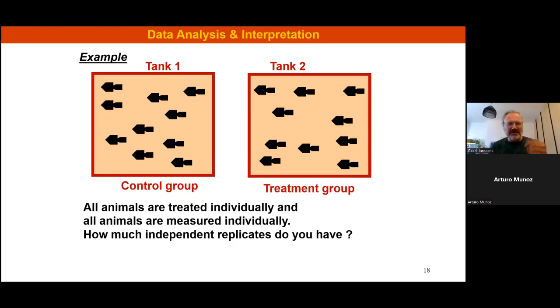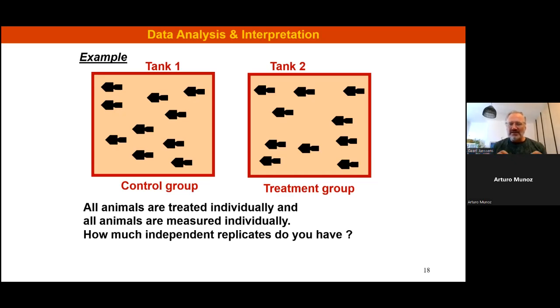You could say these are fish or this is something else. Actually, it doesn't matter. You have a bunch of individuals in one tank and in another tank. The left tank is your control group, and on the right, you have your treatment group. So in the example that we're working with, you could say the control group is getting UV and the treatment group is not getting UV exposure. All animals within a tank are treated and measured individually. So the question is, how many independent replicates do you have?